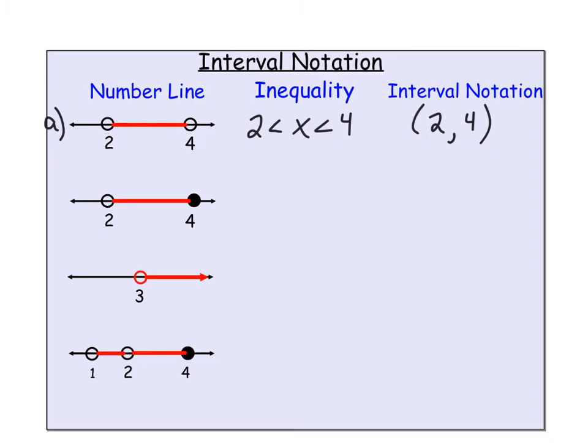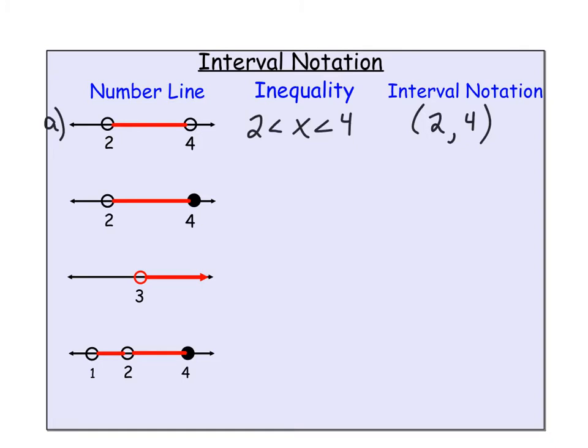So it looks exactly like an ordered pair. It looks like a point, (2, 4). So you sometimes just have to know, based on the context, whether they are talking about an ordered pair or an interval. That interval means all numbers between 2 and 4, but not including 2 or 4.